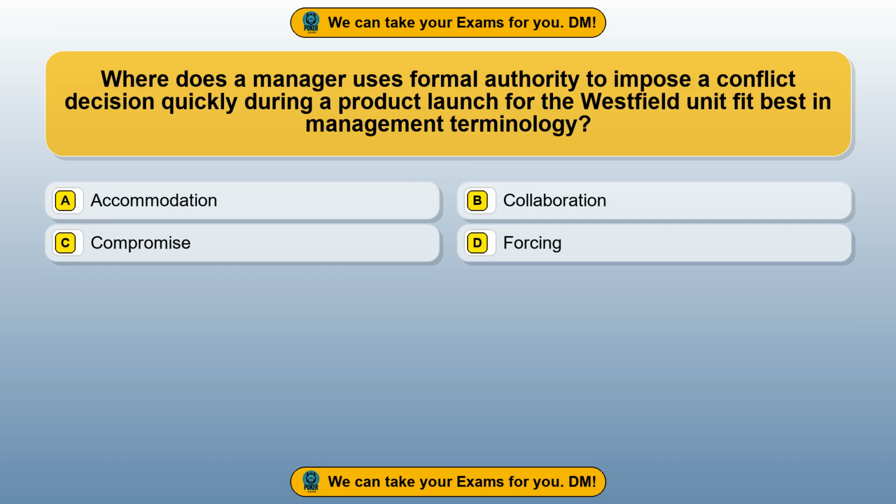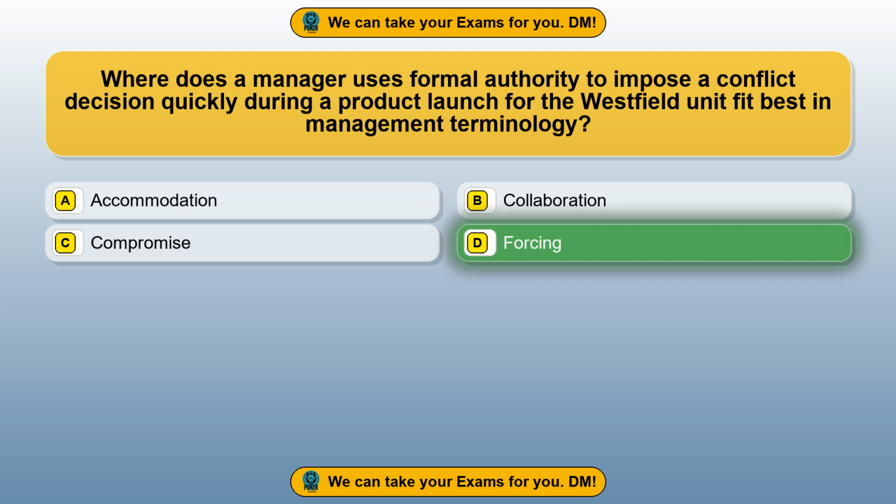Question 18. Where does a manager use his formal authority to impose a conflict decision quickly during a product launch for the Westfield unit fit best in management terminology? Option A, accommodation. Option B, collaboration. Option C, compromise. Option D, forcing. The correct answer is option D, forcing.